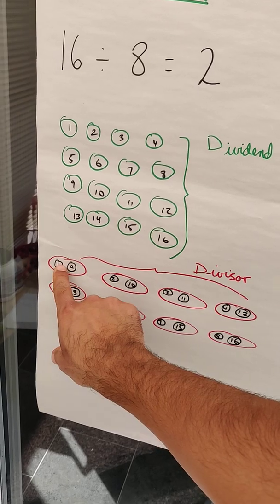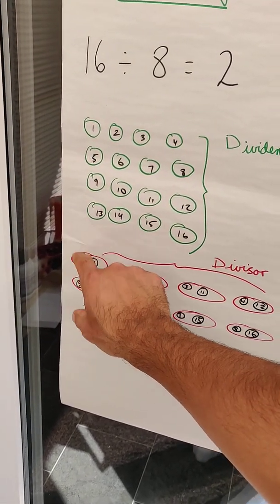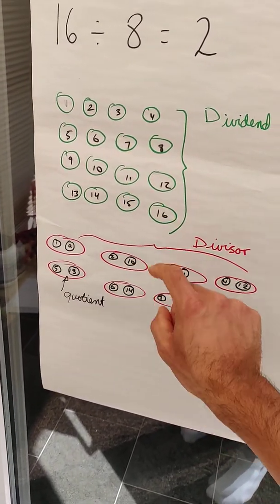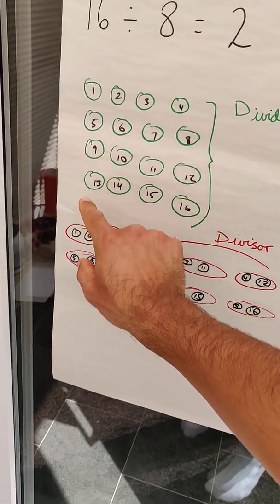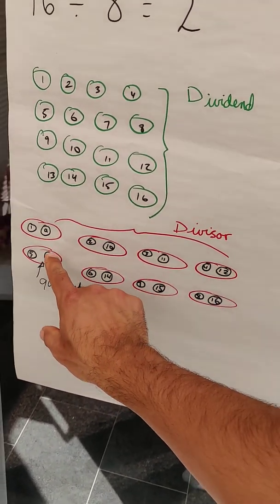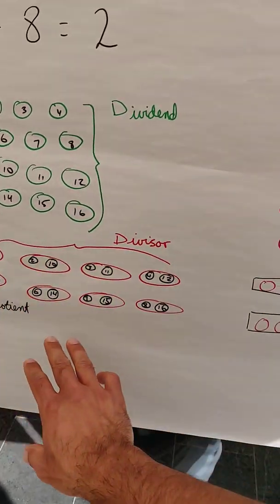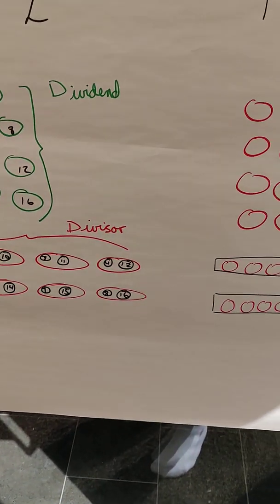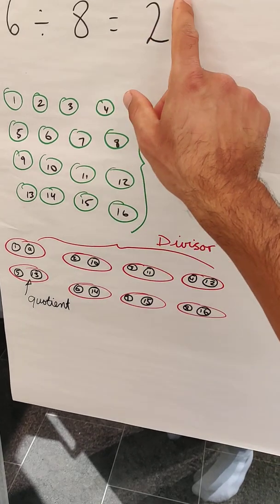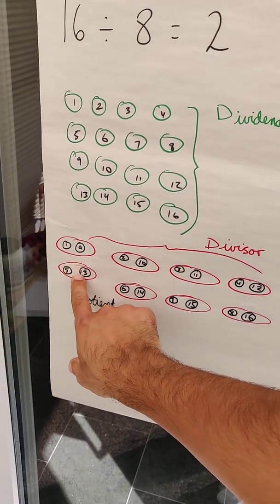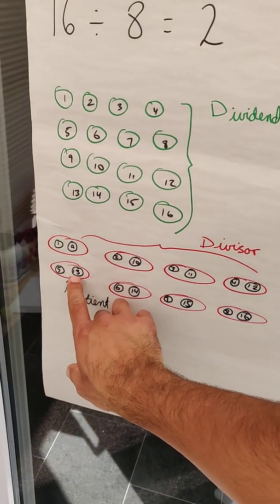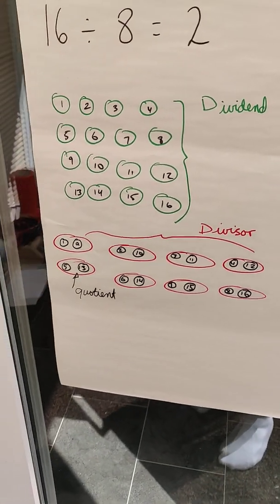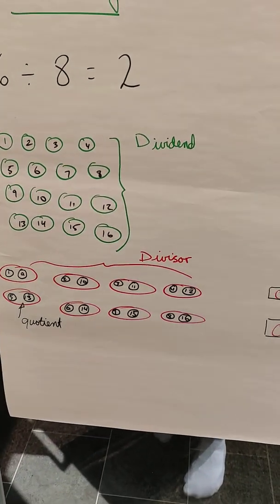So as you can see, I number these ones right here. So 1 goes with 1, 2 and 2, 3, 4, 5, 6, 7, and 8, and then I went 9, 10, 11, 12, 13, 14, 15, and 16. So I've shared all of my dividend equally. And in order to get my quotient, I just need to come to one of these groups, and I just notice that I have 2, and therefore that will be my answer. So that is sharing. It's a little bit different than grouping.